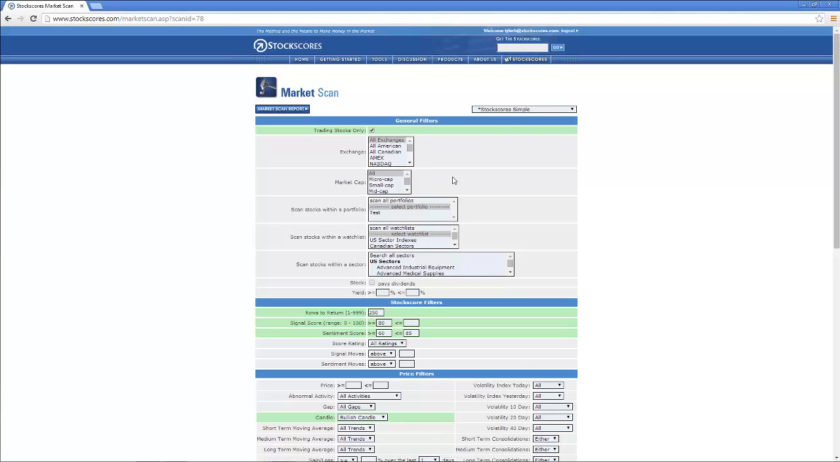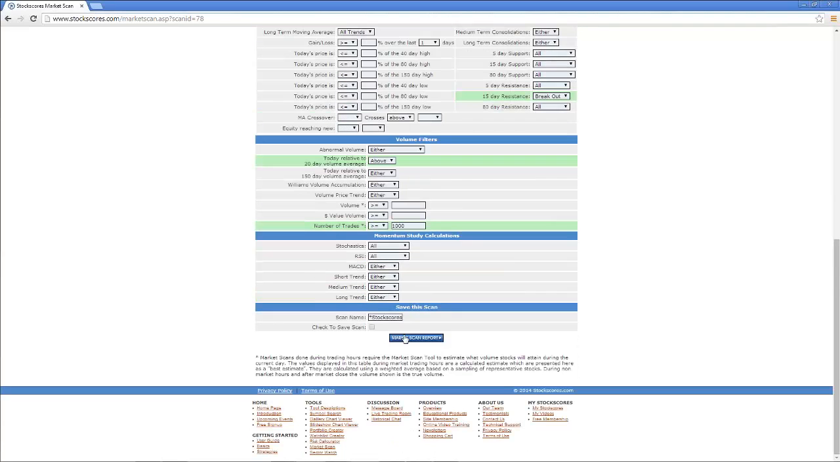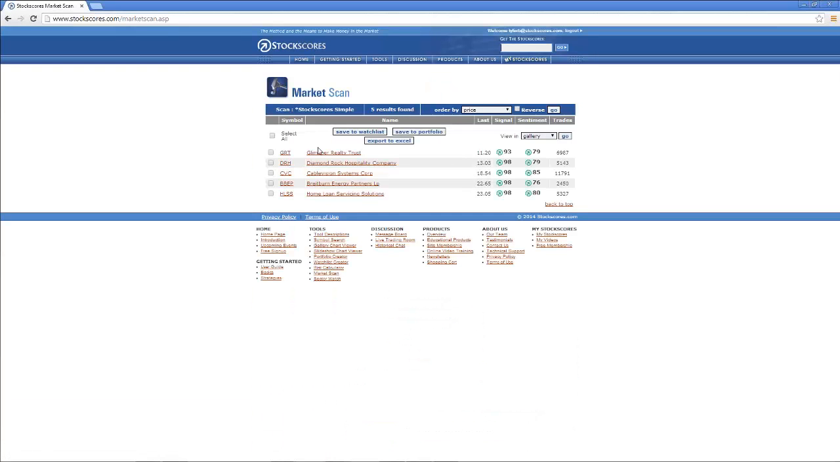So we can select the Stockscores Simple strategy, but put in that they must pay a dividend and the yield must be at least 3%, but just so we don't get some of the garbage that is going out of business, we'll say a yield of less than 10%. And again, I can add in other filters if I want. I'll make this 1,000 trades here. And this time I'll look for stocks between $10 and $25. Run the scan. And it found 5 stocks for me to look at.